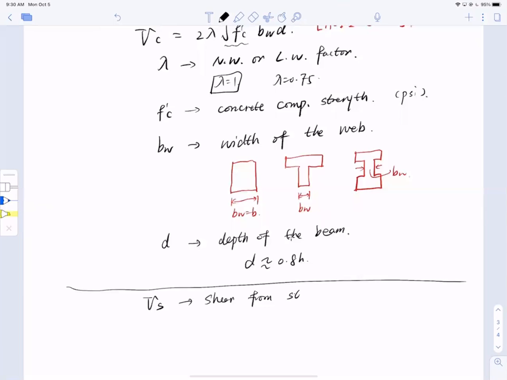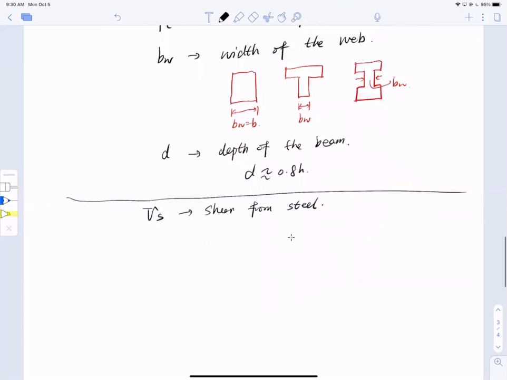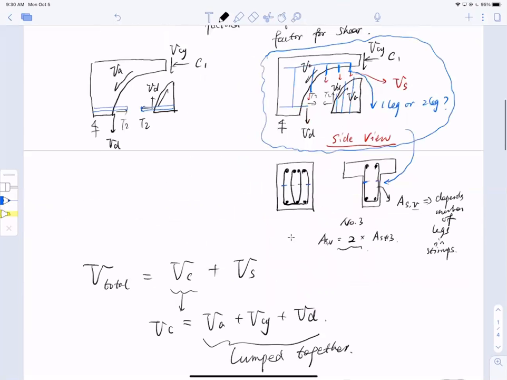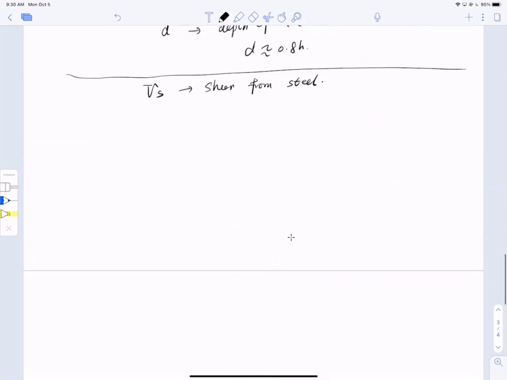Now this is a little bit tricky, right? As we've seen before, there are two legs of stirrups taking care of that side view. So let me just draw a side view drawing again, okay?